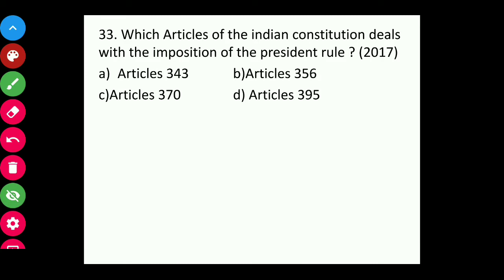Which article of the Indian Constitution deals with the imposition of President's rule? A. 343, B. 356, C. 370, D. 395. This question is also repeated. It came in 2015 also. So the answer is B, Article 356.